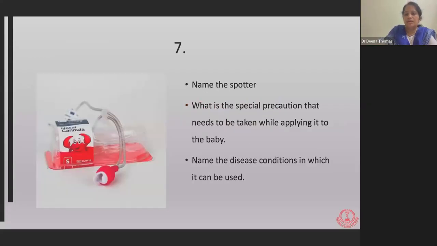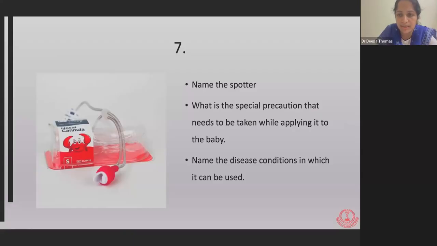Coming to the next, identify the spotter. What is the special precaution that needs to be taken while applying this to the baby? Name the disease condition in which it can be used. So this is a pretty simple one. Optiflow, rather than the brand name, which is visible, I think so. Yes, rightly said. Dr. Sunita has told it is an HFNC cannula. So that is what we would like to hear as an answer. That is, it's a high flow nasal cannula.